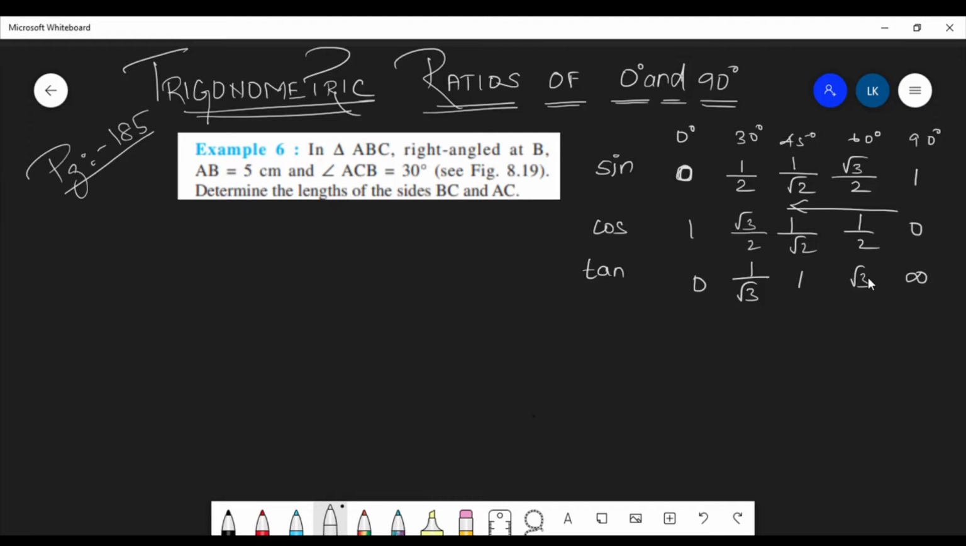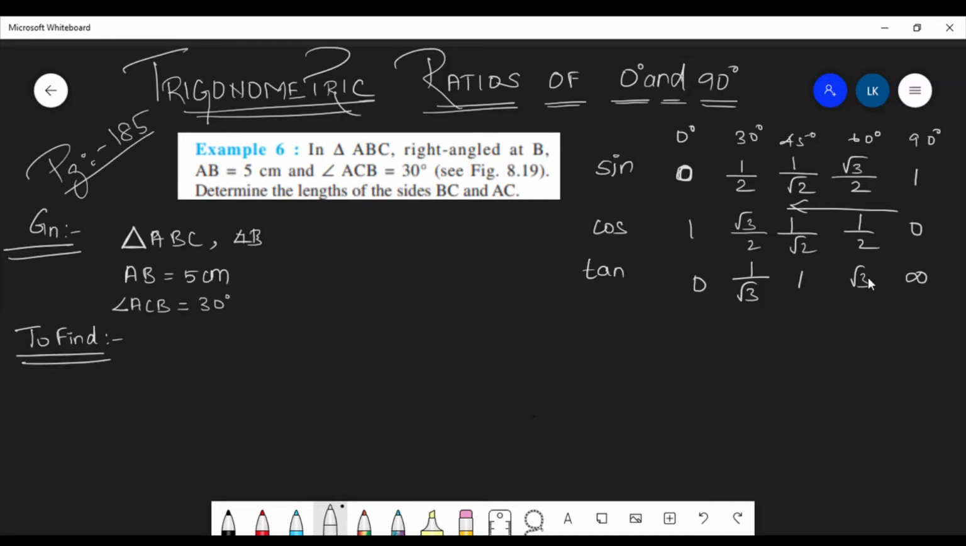Okay, and what is given in this problem? Given a triangle ABC, which is right angled at B, and given a side AB is equal to 5 centimeter, and angle ACB is equal to 30 degree. Okay, and what we have to find? What we have to find is the side BC and AC.